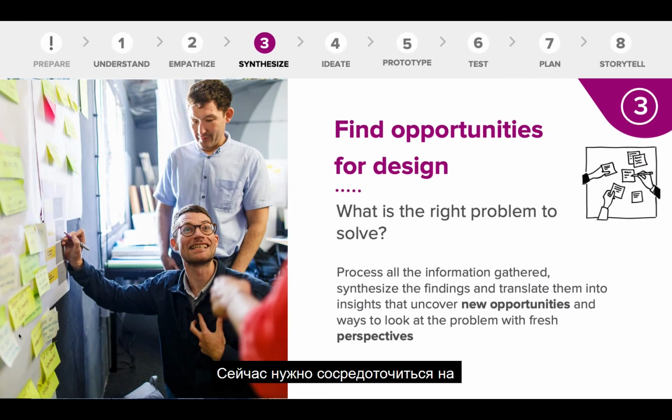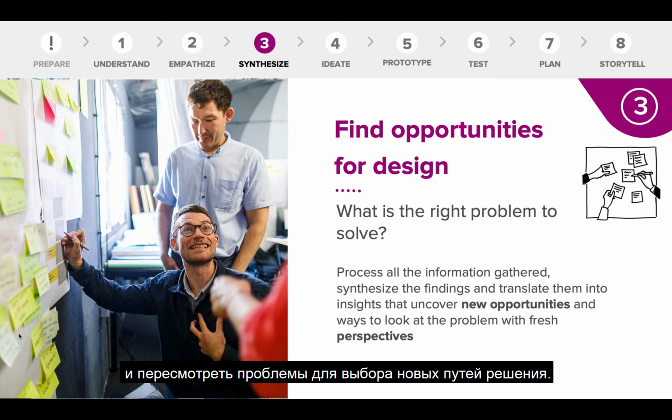At this point in time, our focus should be on finding opportunities for design. We should ask ourselves, what is the right problem to solve? In this stage, your team will process all the information gathered, synthesize the findings, and translate them into insight to uncover opportunities and ways to look at the problem with fresh perspectives. This process of abductive reasoning helps us to infer meaning and redefine problems to generate new solutions.